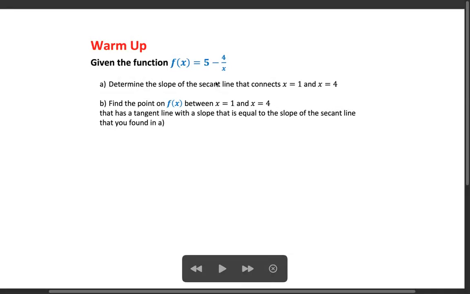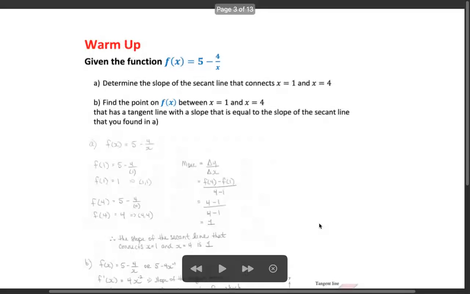So basically in A, I am asking you to find the average rate of change between x equals 1 and x equals 4. And in B, I'm asking you to find the point between 1 and 4 that has the same instantaneous rate of change as the average rate of change that we found in the first part. Okay? So I've written up here the solution that I found, and we'll go through it now.